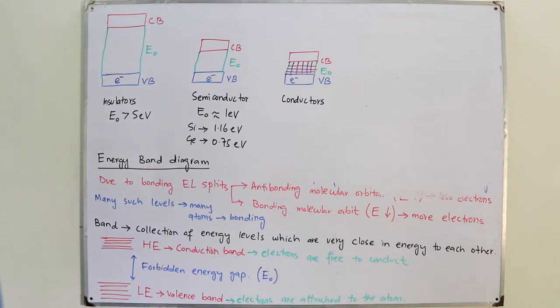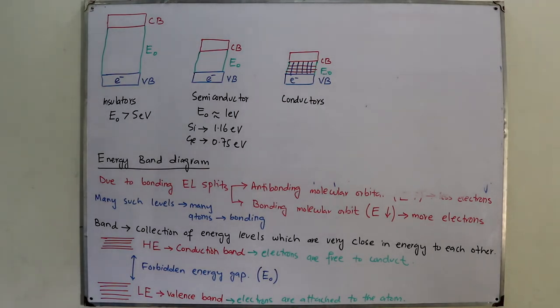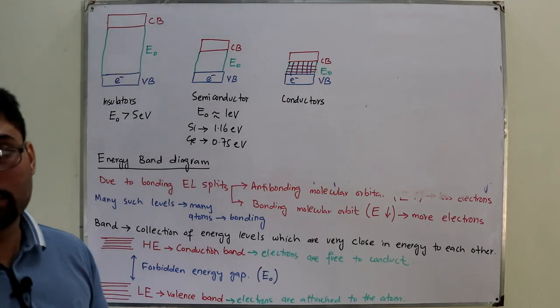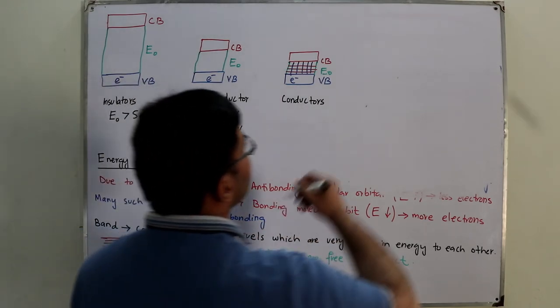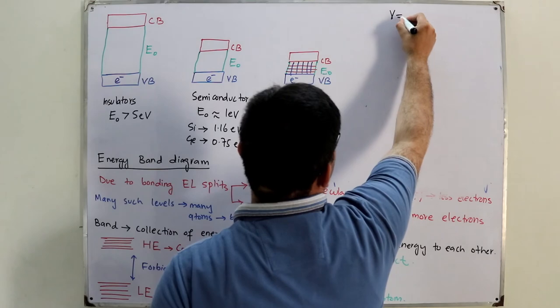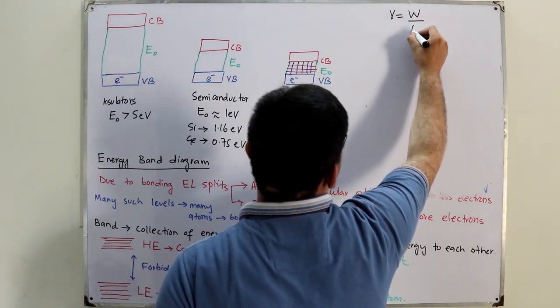I believe I have told it to you in great detail, so this should be clear. What is 1 electron volt? This is the energy. Voltage is the work done per unit charge.